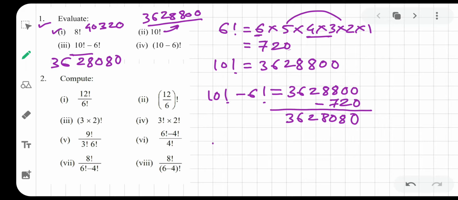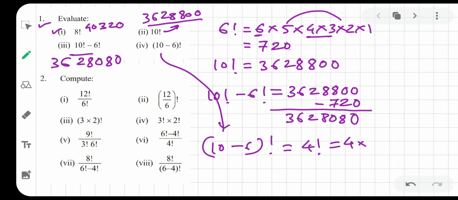And the last one, fourth one, 10 minus 6 factorial. So 10 minus 6 is 4, so it is 4 factorial. 4 factorial is 4 into 3 into 2 into 1, which is 3 6s are 6, 6 4s are 24. So the answer of the fourth question is 24. I hope you have understood all these 4 answers. After that, let's go for the next question.